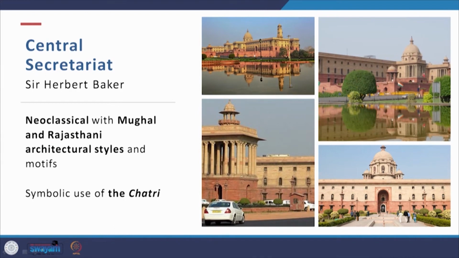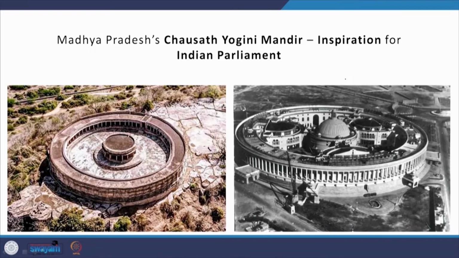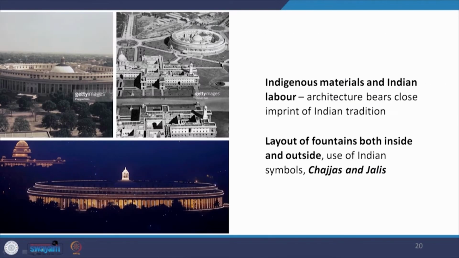Now coming to the Central Secretariat, which was designed by Sir Herbert Baker, again it's neoclassical with Mughal or Rajasthani architectural style elements and motifs, and one symbolic feature is the chhatri, which keeps reappearing in many different parts of the Central Secretariat. And then again, the Parliament building itself, it's been identified that Madhya Pradesh's Chausat Yogini Mandir is the model, the inspiration behind the Indian Parliament building. Then again there are other connections between Indian architecture and the colonial architecture of New Delhi.